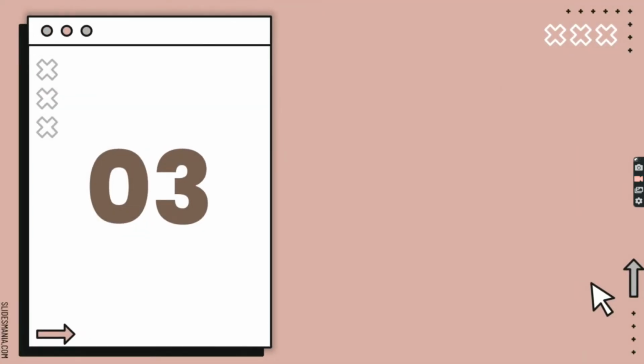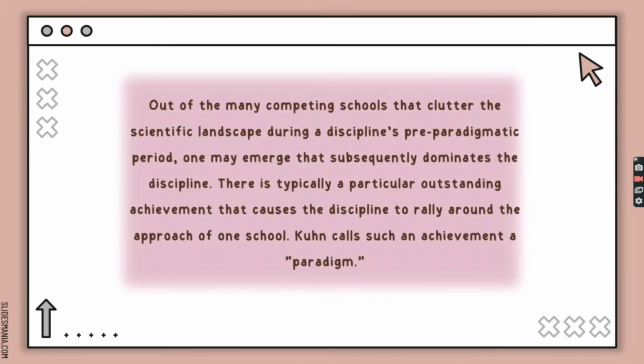Next is the route to normal science. Out of the many competing schools that cluttered the scientific landscape during a discipline's pre-paradigmatic period, one may emerge that subsequently dominates the discipline. The practitioners of the scientific discipline rally around a school that proved itself able to solve many of the problems it set for itself, and that holds great promise for future research. There is typically a particular outstanding achievement that causes the discipline to rally around the approach of one school. Kuhn calls such an achievement a paradigm.